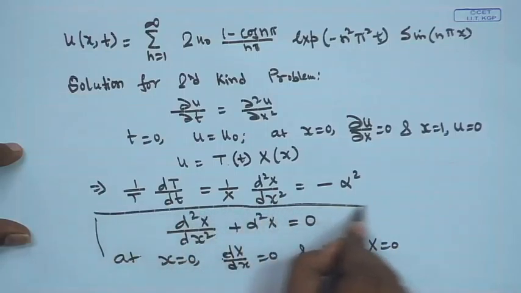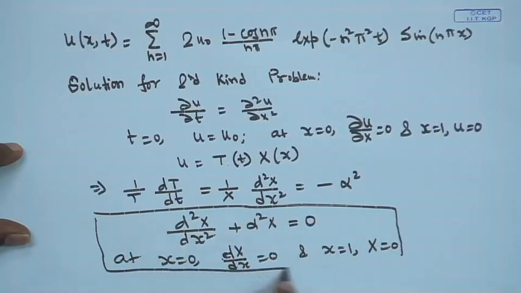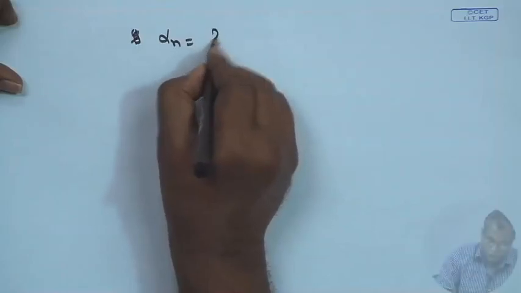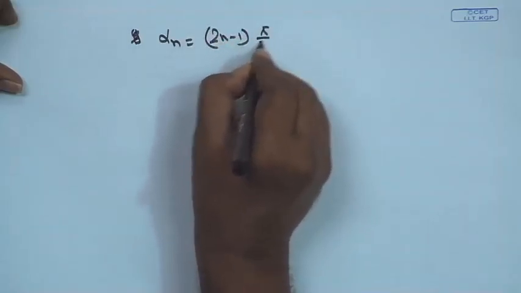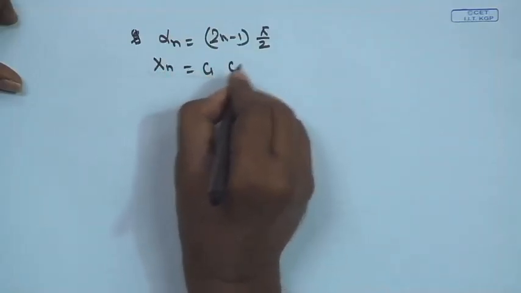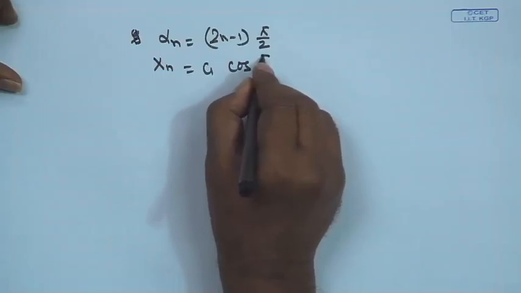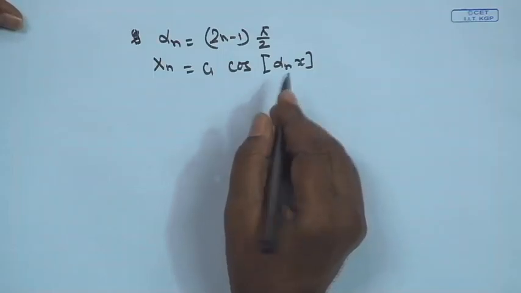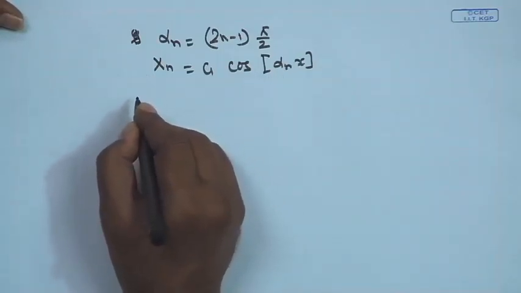In fact, we have already solved this standard eigenvalue problem earlier, and if you remember, the eigenvalues were (2n minus 1) pi by 2, and the eigenfunctions will be the cosine functions. So, let us write that the eigenvalues alpha n are (2n minus 1) pi by 2, and the eigenfunctions are cosine alpha n x.